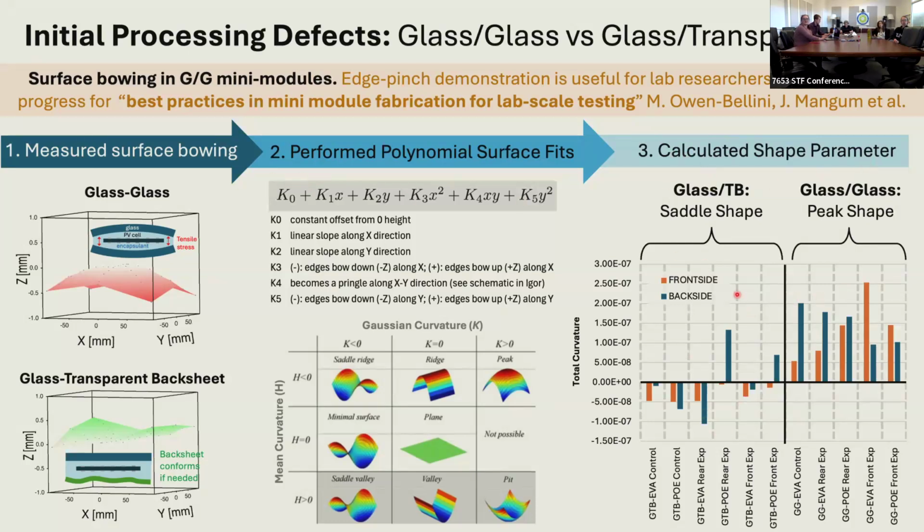So based on that process, for the glass transparent backsheet mini modules, they're shaped like a saddle or a Pringle, as shown over here by these negative K values, or the glass samples have a peak shape, which looks kind of like a football. So one surface like that, the other surface like that. So that just confirms that in this particular mini module fabrication, we do have this impact of edge pinch that you can confirm with this shape. And the impacts of that will be further discussed in this upcoming paper from our group for best practices in mini module fabrication for lab scale testing.